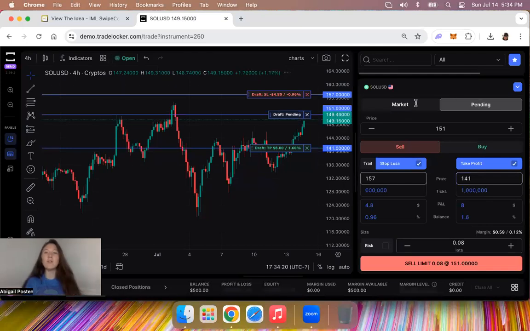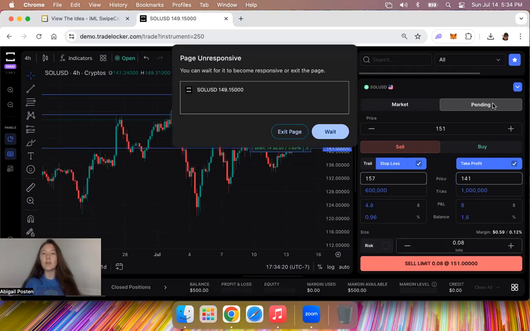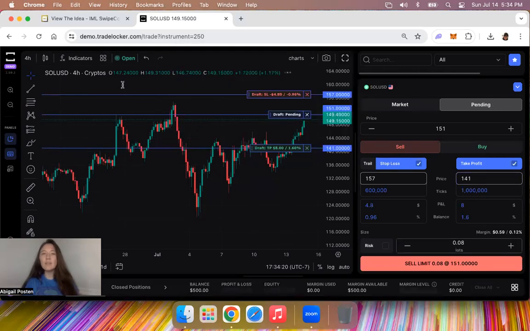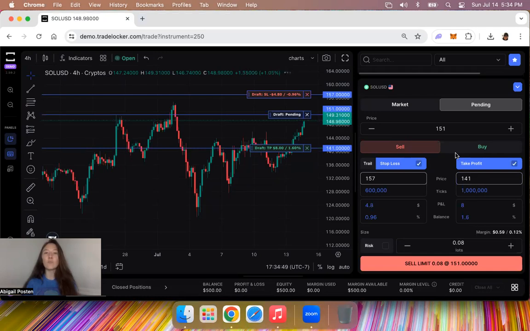I'm sure you probably noticed right here it says pending and market. So a pending order basically is what we're doing right here: when they give you a preset price that you would enter, we would be able to put that in right here. Basically, we are waiting for price. Right now, price is at this level, 148. We are waiting for price to come to that 151 level. So we're going to do a pending order.